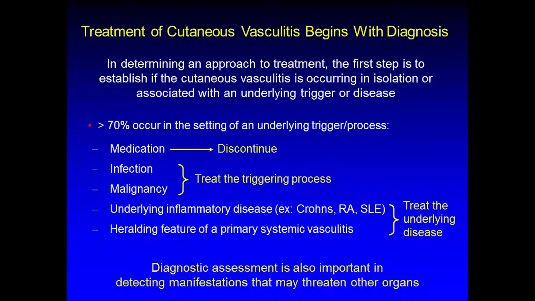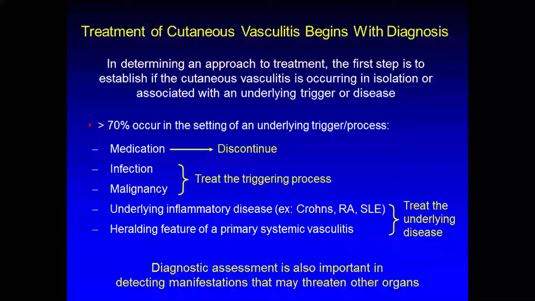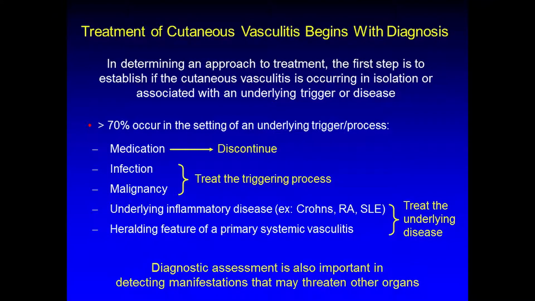This has importance because, again, of our main topic today, which is how do we approach these therapeutically. And the very first step in determining an approach to treatment is to establish if the cutaneous vasculitis is occurring in isolation or in association with an underlying trigger or disease. We can certainly understand this, again, when we look at this list of underlying processes. In the case of a medication-induced vasculitis, the step would be to discontinue that trigger. In the case of an infection or an underlying malignancy, treating the underlying process often addresses the cutaneous vasculitis.